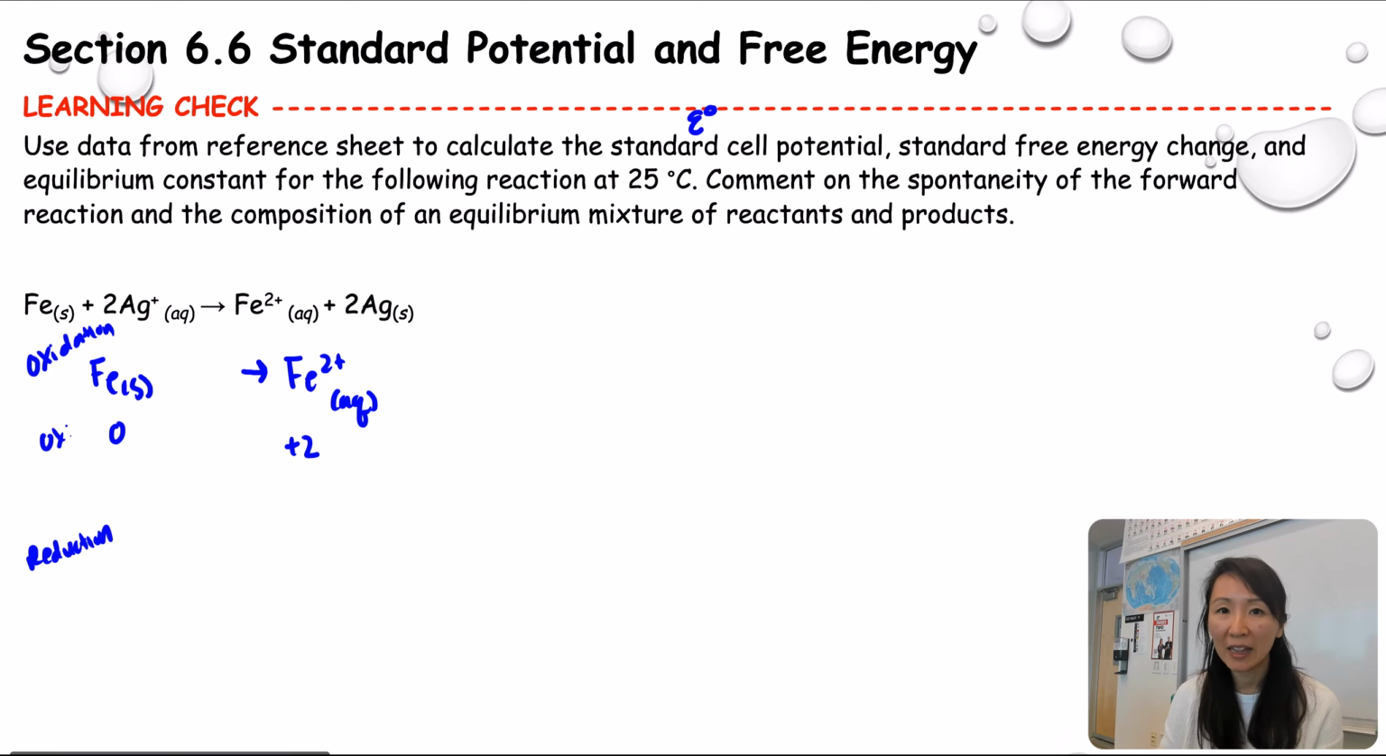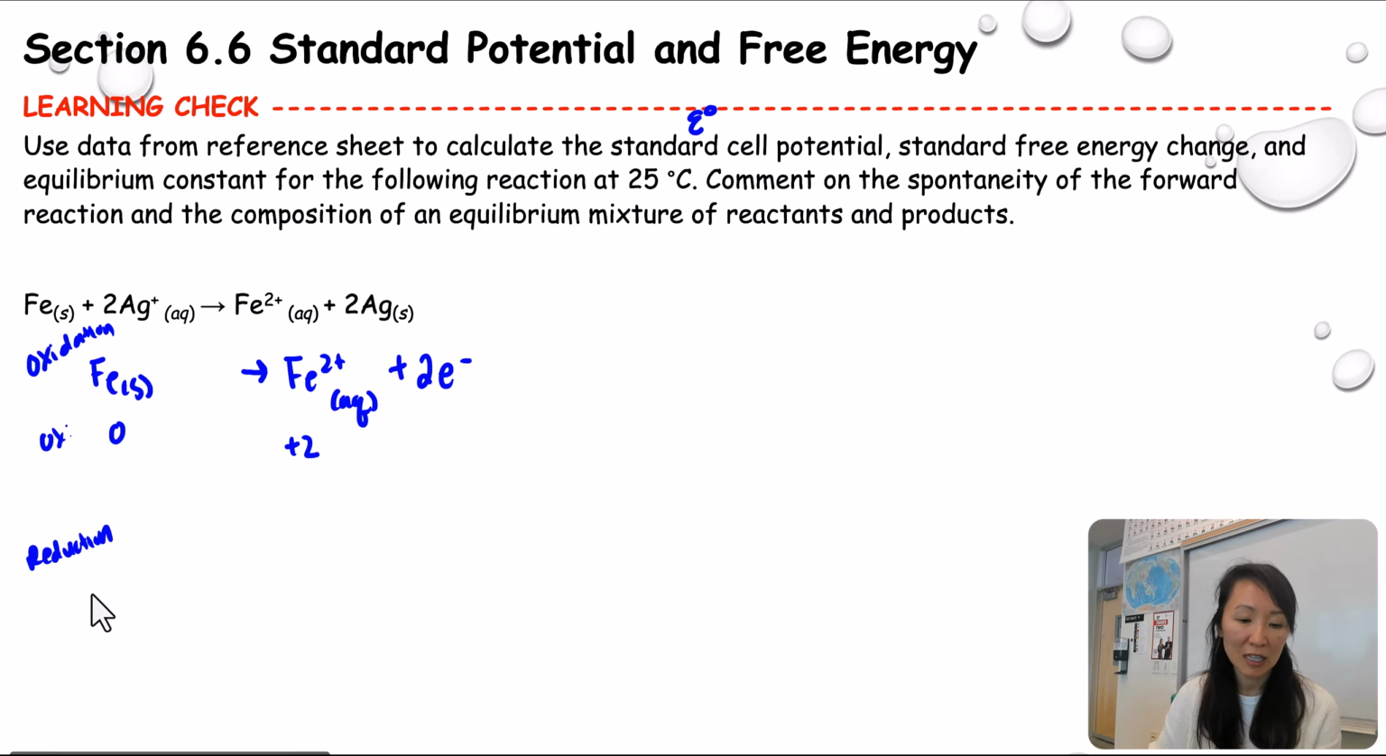So how many electrons did you need to add? It needed to add 2 electrons on the right-hand side to let you know that 2 electrons needed to be taken out in order for the oxidation to go from 0 to plus 2.